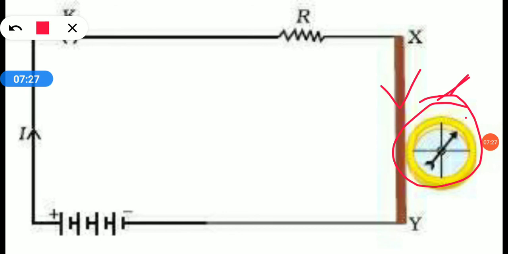So this was your wire. When the current was flowing through this wire in this XY part, the compass showed a deflection. This was the Oersted experiment.